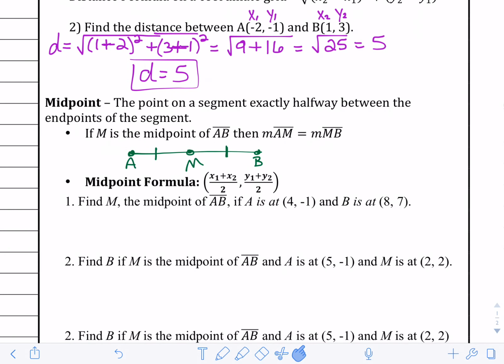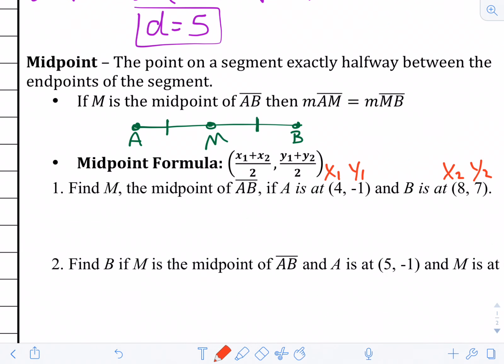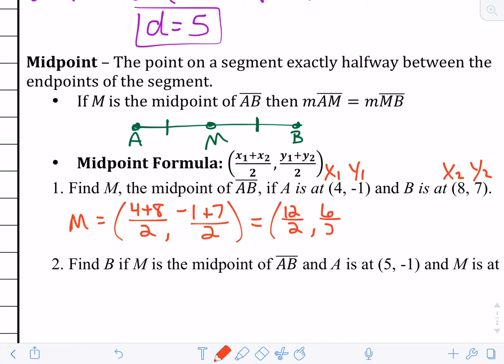Okay, so midpoint formula. Find M, the midpoint of AB, if A is at 4, -1, and B is at 8, 7. What we're going to do here is plug this into the formula. This is x1, y1. This is x2, y2. So my midpoint, M, is equal to x1 plus x2, so 4 plus 8 divided by 2, y1 plus y2, so -1 plus 7 divided by 2. That will be equal to 4 plus 8 is 12 divided by 2, -1 plus 7 is 6 divided by 2.